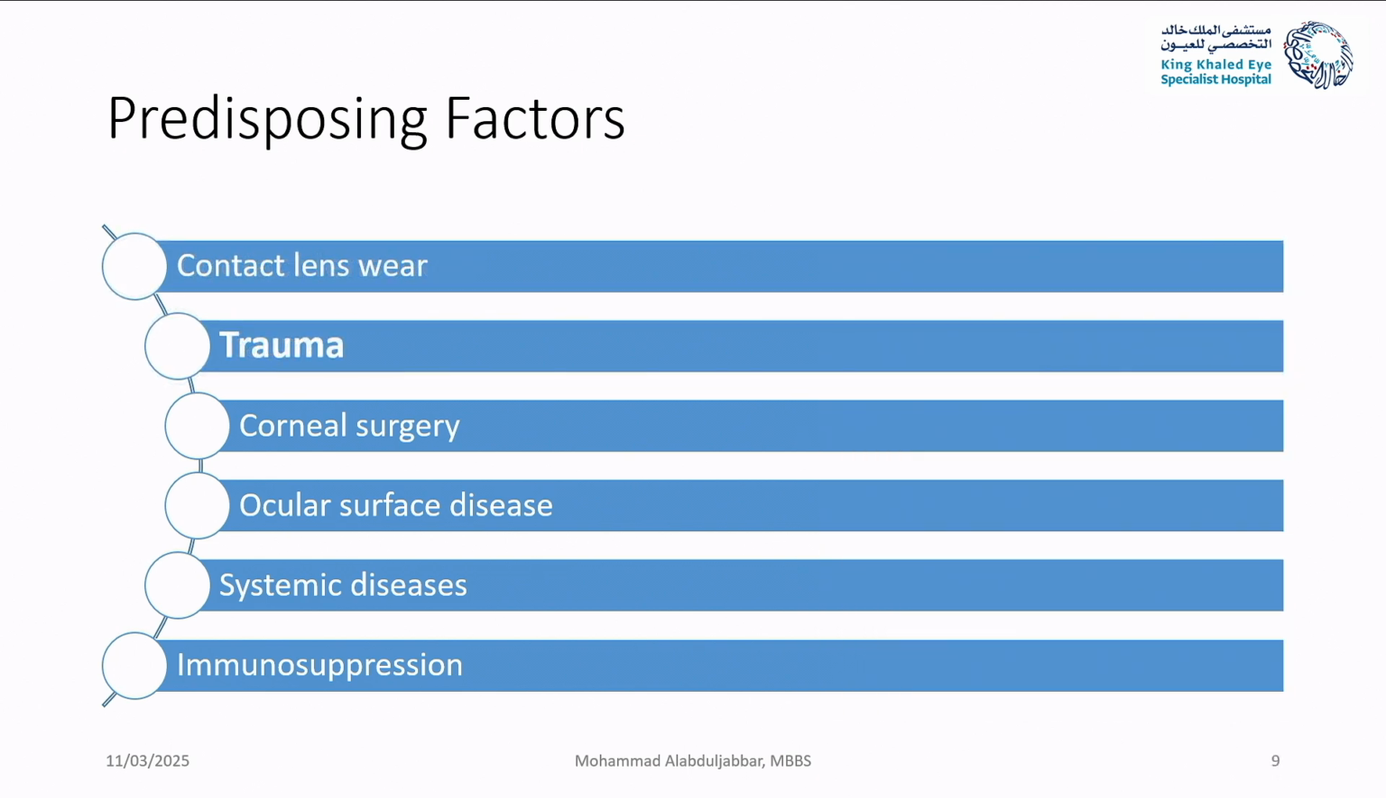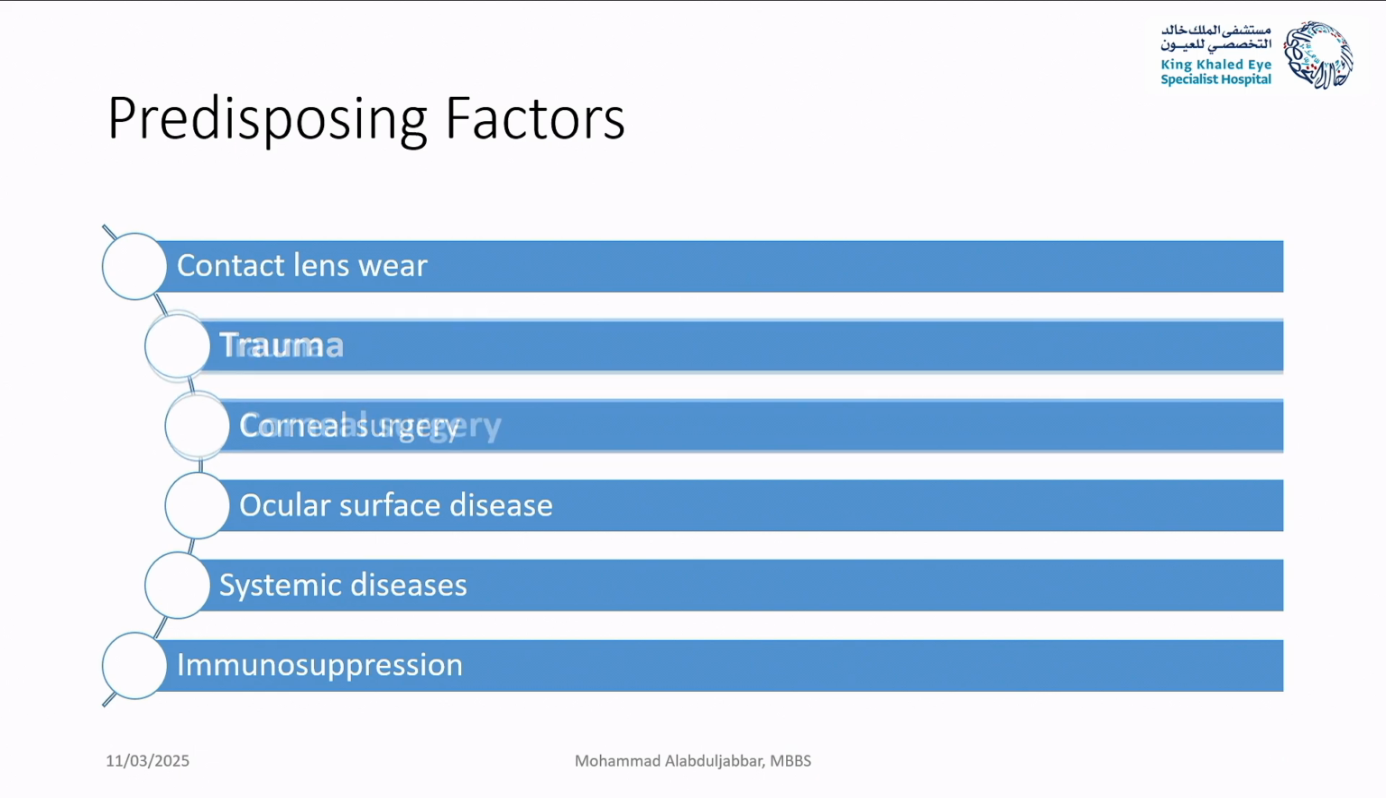And when we go to trauma, we know that the most common cause of corneal epithelial defect is trauma, and the most common cause of infection is also trauma. So trauma can be clean trauma, can be dirty trauma, and when we talk about dirty trauma or vegetable trauma, we talk about risk of fungal infection.